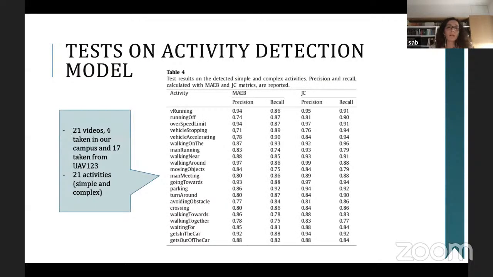And here I just want to show that we have carried out some experimentation in order to validate if our system works correctly. Initially we manually annotated. We defined the ground truth by annotating the video, and then we calculated the recall and the precision with the Jaccard metric and the mean absolute metric. The dataset is not too large, but it's very complicated to process video because we have to process frame by frame. It's quite time consuming. We processed 21 videos and we detected 21 activities. The videos are around 1-2 minutes long. And the result seems promising.